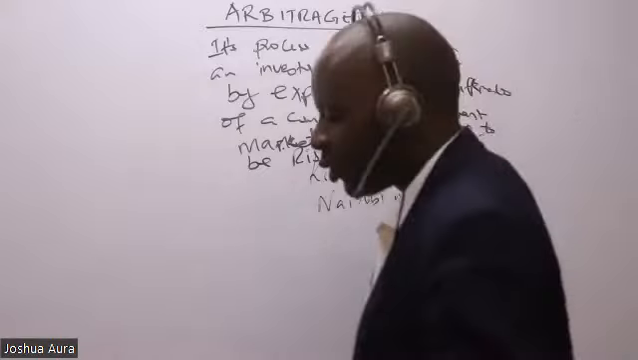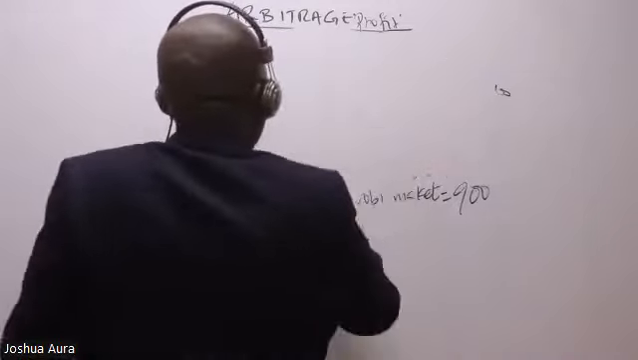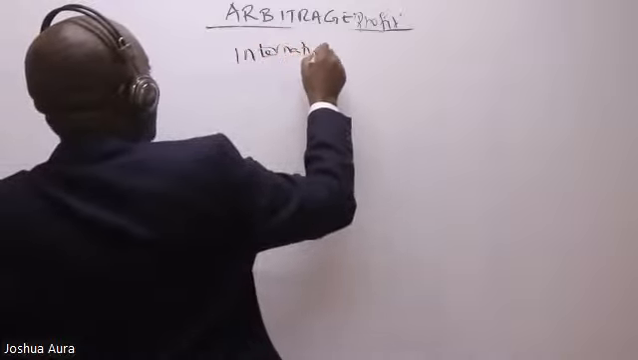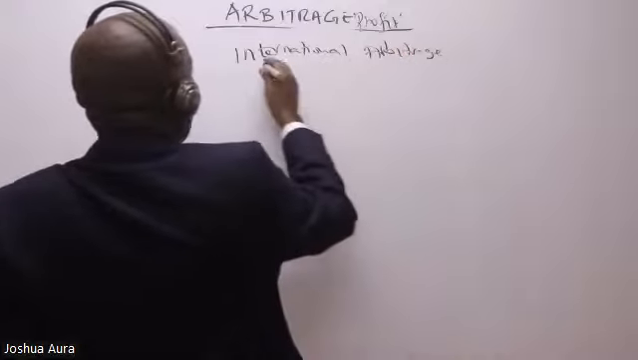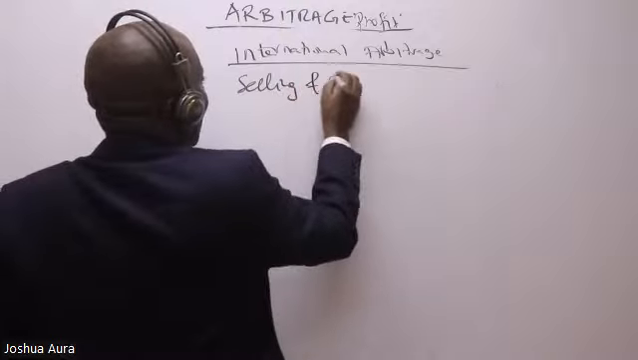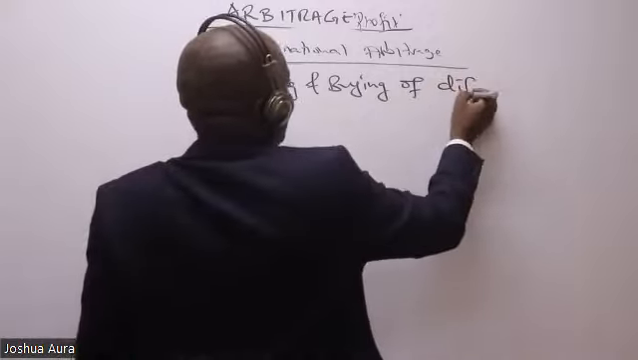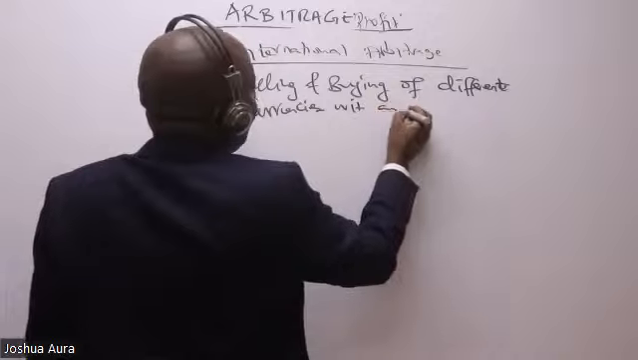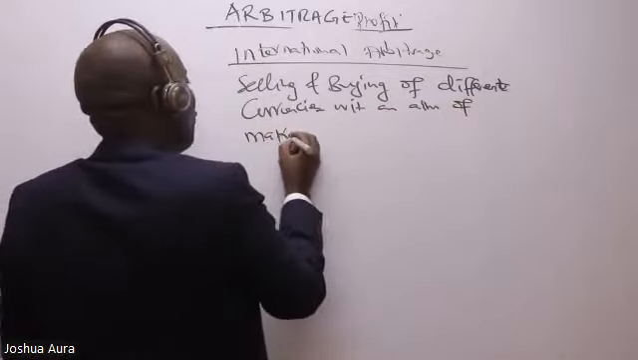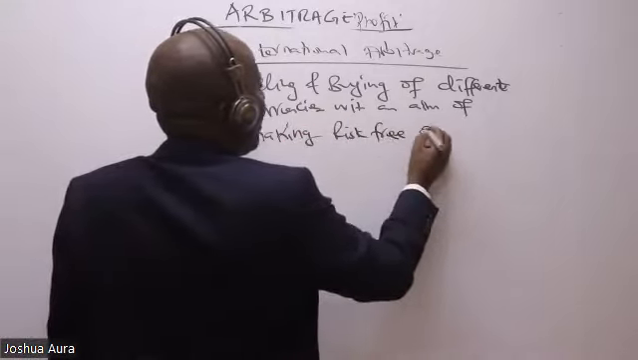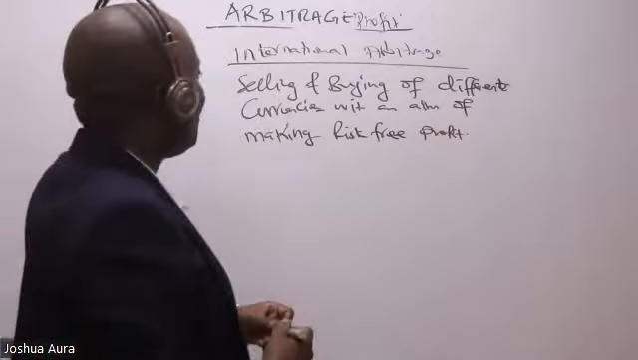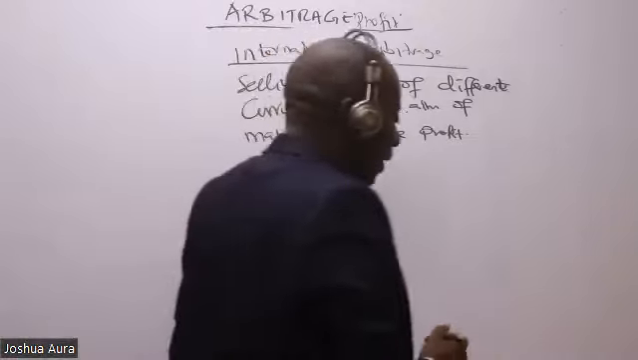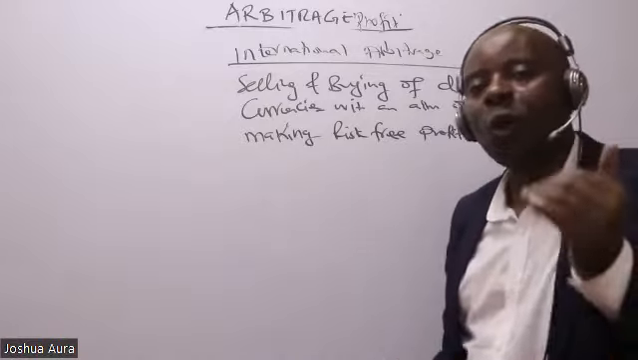So when we talk of international arbitrage profits, basically we are looking at what here? So when we talk of international arbitrage, we are looking at selling and buying of different currencies with an aim of making risk-free profits like that. So selling and buying of different currencies with an aim of making a risk-free profit, ladies and gentlemen. So remember, these currencies will basically be going at different prices.